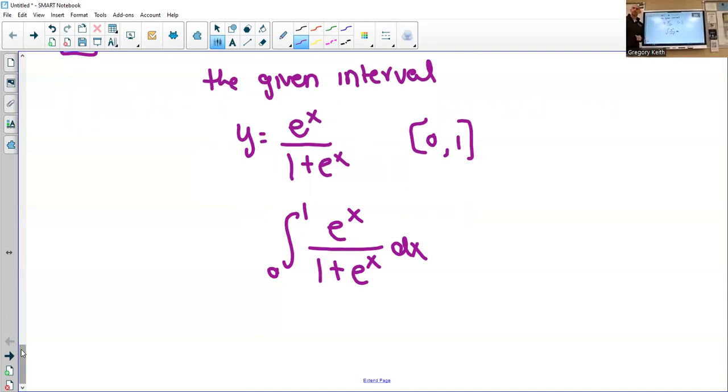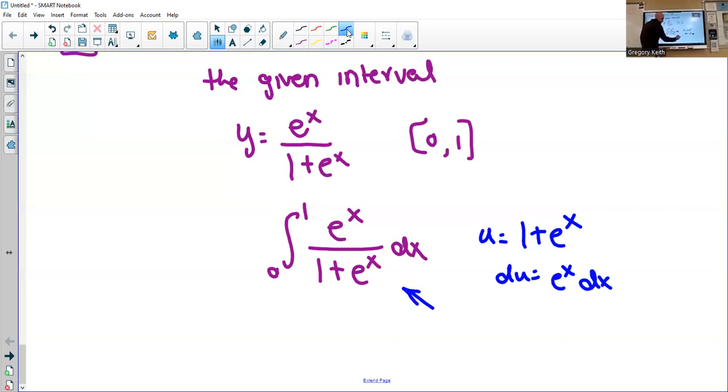Not going to get us anywhere. All right, this is what I'm saying. You got to think about some of the stuff that we may have seen recently. 1 plus e to the x. Let's make that our u. Let's make u equal to 1 plus e to the x. Well, what is du going to be in this case then? It's just e to the x dx.